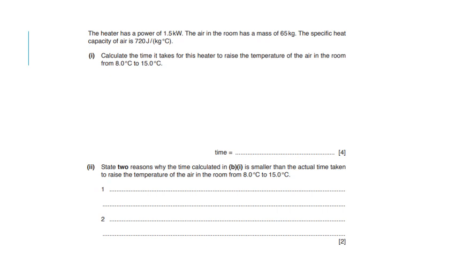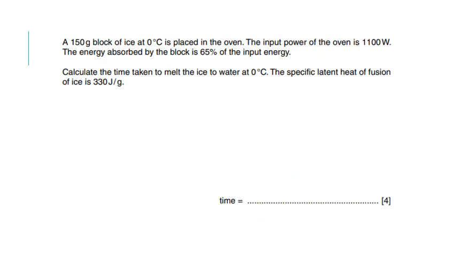But I want to solve this question with you. It's about specific latent heat because there is a percentage of efficiency. If we look at this question, the mass is 150 grams of an ice block, its temperature is 0, and it's put in the oven to melt. They gave us the power of the oven. So we have the power, the mass, and the efficiency as well. We want to calculate the time taken to melt the ice, and the specific latent heat of fusion, L, is given here.